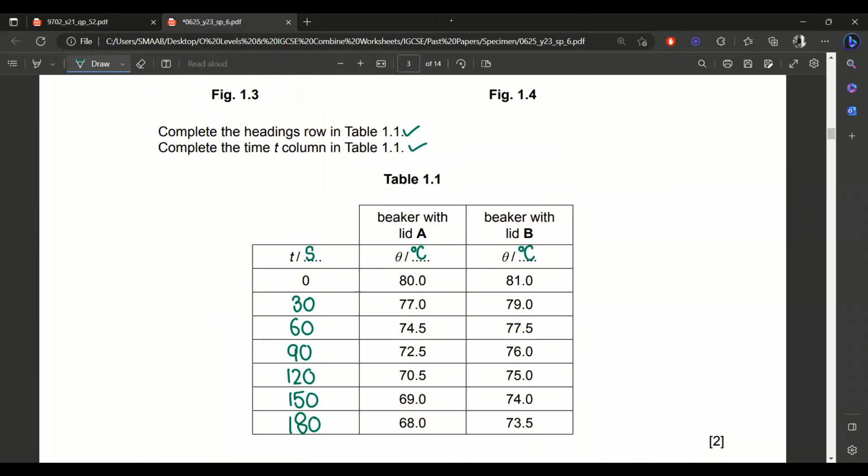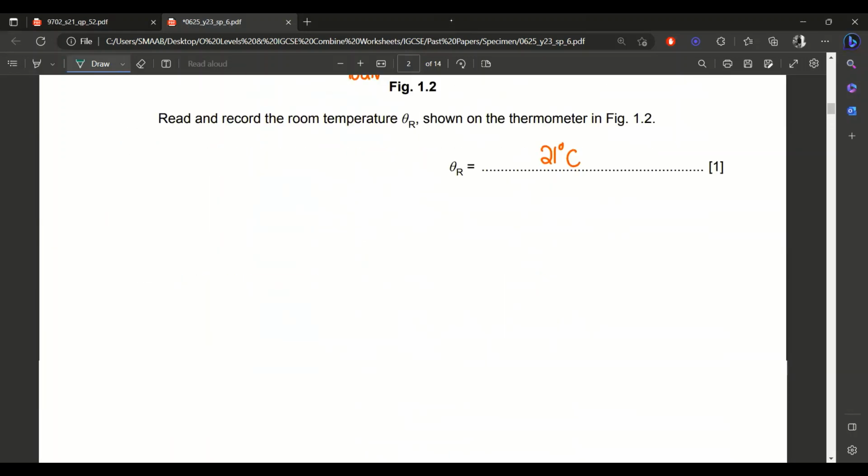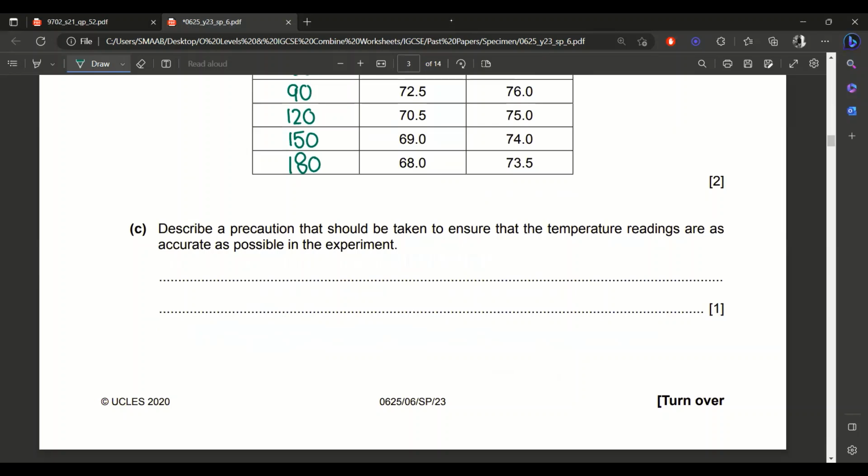Yes. So you can see that 2, 3. This is the question for 3 marks, and that is not very difficult. Now, describe a precaution that should be taken to ensure that the temperature readings are as accurate as possible in the experiment.